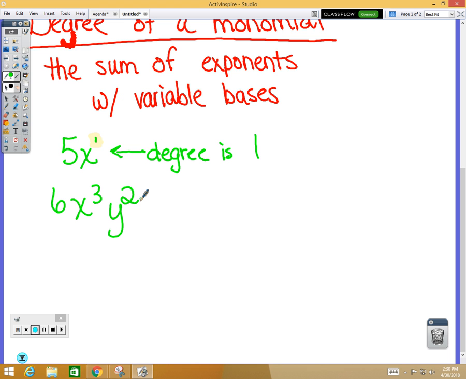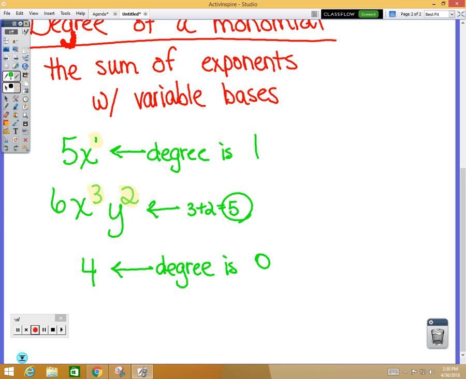Here's another monomial, 6x cubed y squared. Technically the 6 has a 1 as an exponent, but again, we are not including the exponents for numbers. We are only looking at the variable exponents. So what is the degree for this monomial? 5. 3 plus 2 is 5. What would be the degree of this monomial? 0. Very good. Very good. So because this monomial 4 does not have any variables at all, then it wouldn't have a degree. All right? Any questions about that?